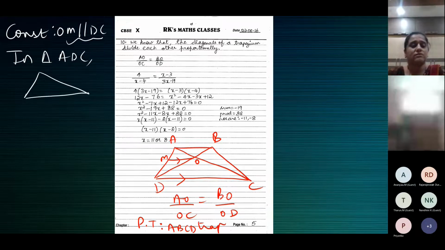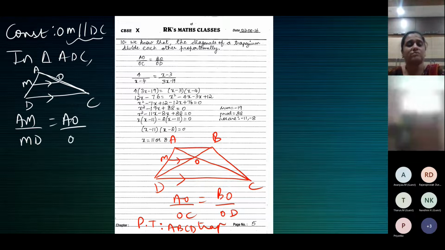If you don't understand, you should actually draw the triangle separately like this and make it out. This is your construction, MO. This is AC, and O is on AC. This is the triangle. So AM by MD is equal to AO by OC, because by your construction, in this triangle, you can use BPT. That's all. You don't have any other set of parallel lines to use BPT. That's all you can write.